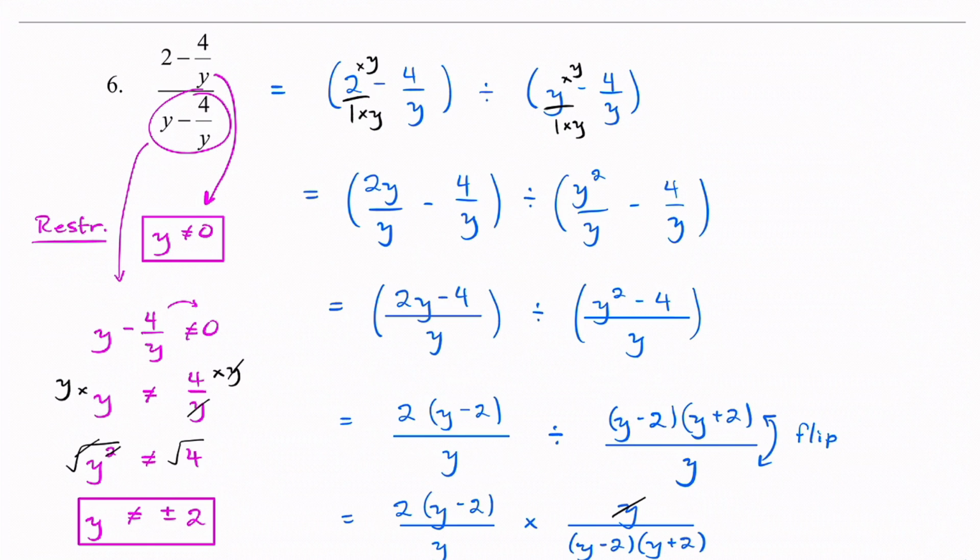So this y can cancel with this y, again, only because there's multiplication in between. If this is a plus or a divide or anything else, you can't do it. It has to be a multiplication. And then this y minus 2 can cancel with this y minus 2. So all that we have left, in the numerator there is a 2, and in the denominator there is a y plus 2. So that was our last one.